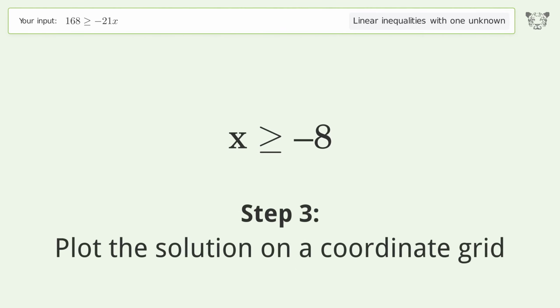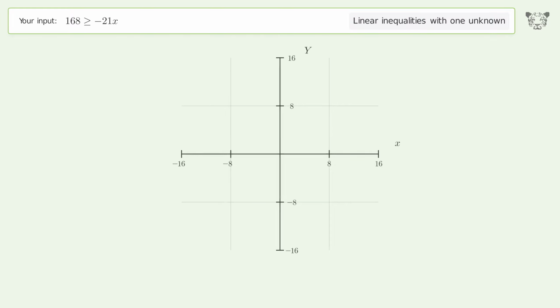Plot the solution on a coordinate grid. And so the final result is x equal or greater than -8.